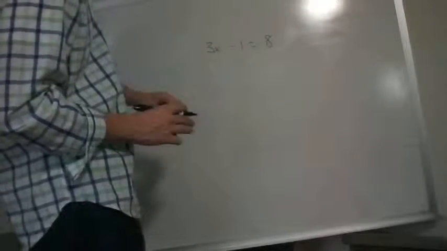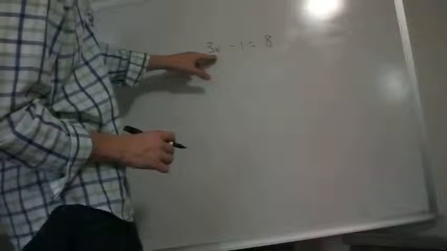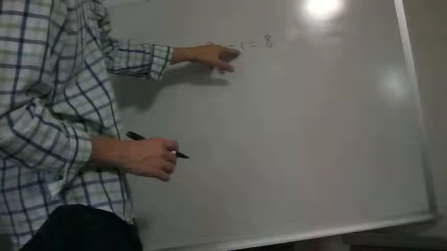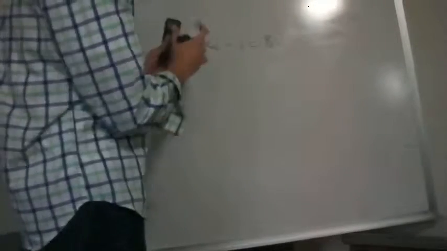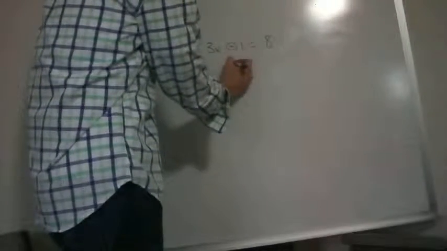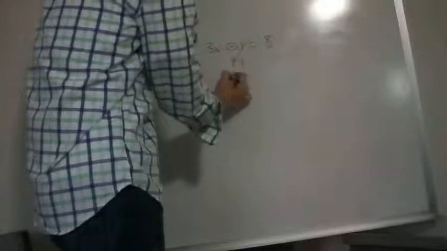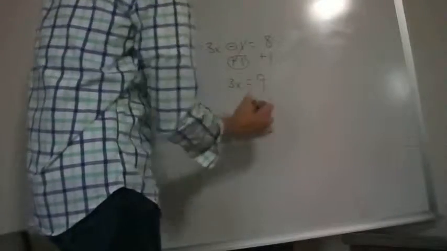So first I'm going to do my addition or subtraction. Notice this is subtraction and multiplication, so I'm going to do the opposite of what I would do if I was solving a normal expression, and I'm going to do addition or subtraction first before the multiplication or division. The opposite of subtraction is addition, so I'm going to add 1. Negative 1 plus 1 equals 0. That leaves me with 3x, but anything I do to one side, I must do to the other side. I add 1, that equals 9.